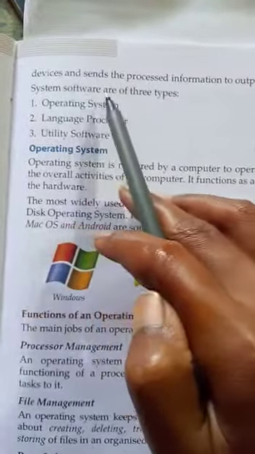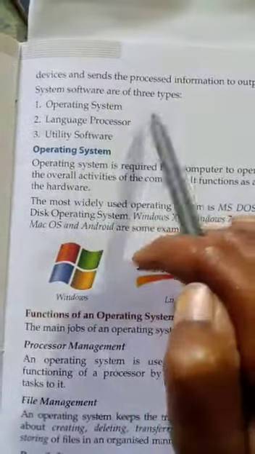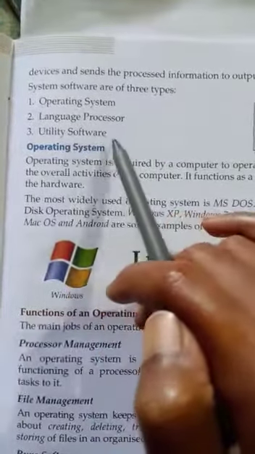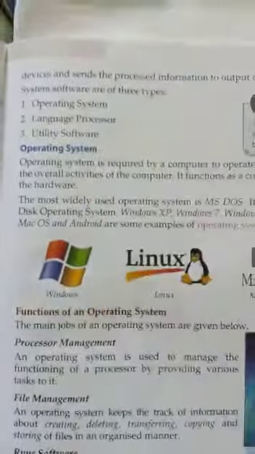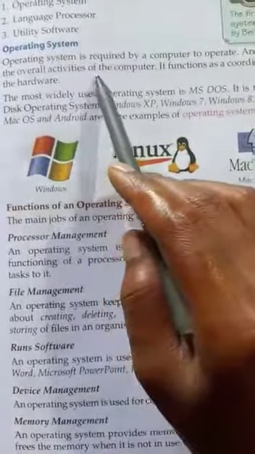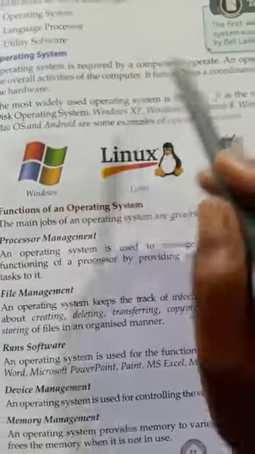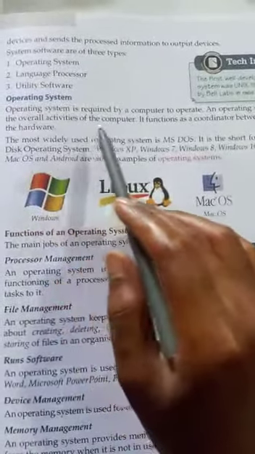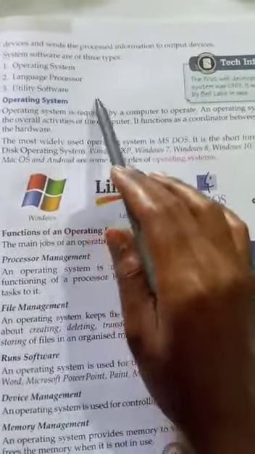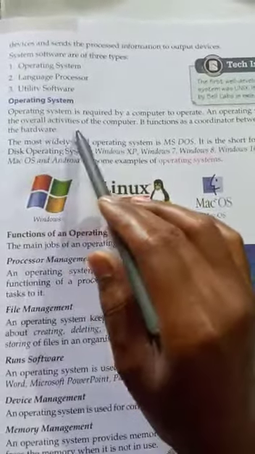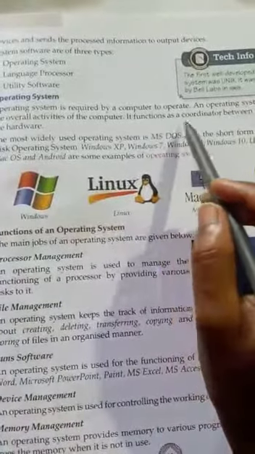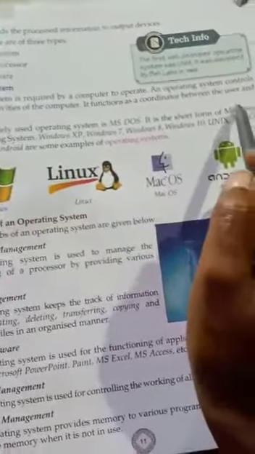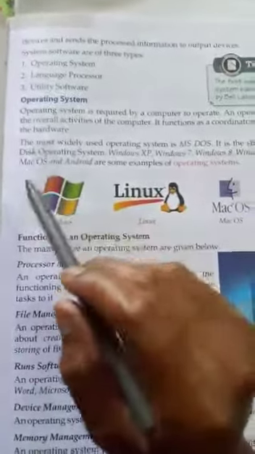So system software is of three types: operating system, language processor, utility software. Operating system. Operating system is required by a computer to operate. An operating system controls the overall activities of the computer. So this operating system controls the overall activities or overall functions of the computer. It functions as a coordinator between the user and the hardware.